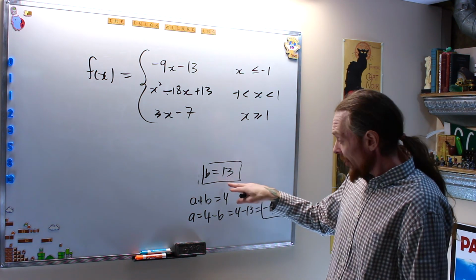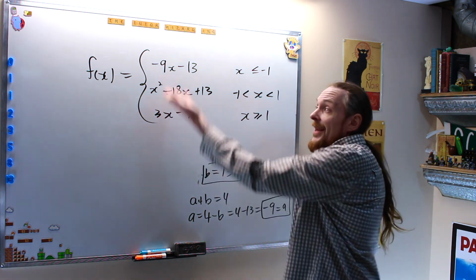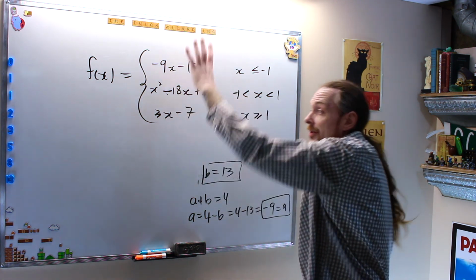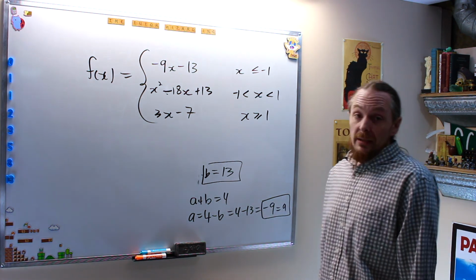So now that we calculated those values, we got a was negative 9 and b was 13. They can actually go into this function, and this is the unique function which is continuous on the entire real number line for those a and b values.